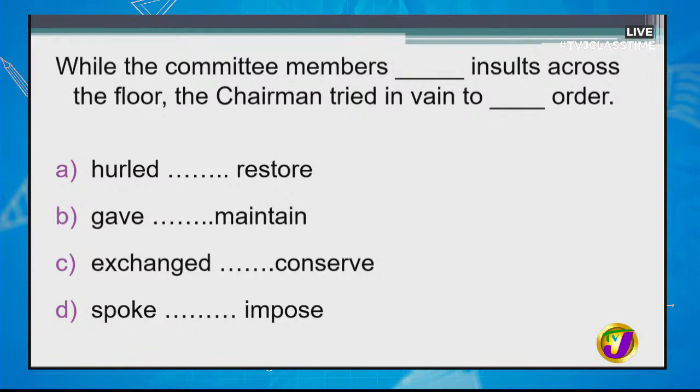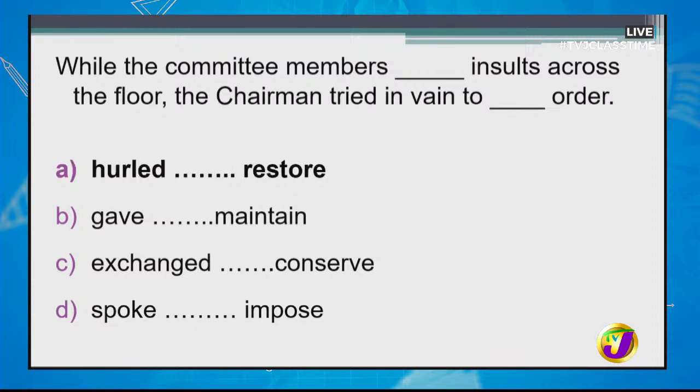So remember now, you need the perfect pair this time, which is a little more challenging than just finding one word, because sometimes you might find that one of the words may fit in the first or the second blank space, but the corresponding word doesn't fit. So you have to find the word that fits in the first blank space. So while the committee members blank insults across the floor, and you have to find the other word now that fits the second space. The chairman tried in vain to blank order. So you must have an answer by now. Which of these options is a perfect fit? Which one is the missing slice?